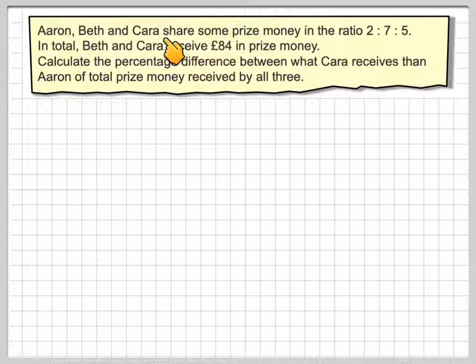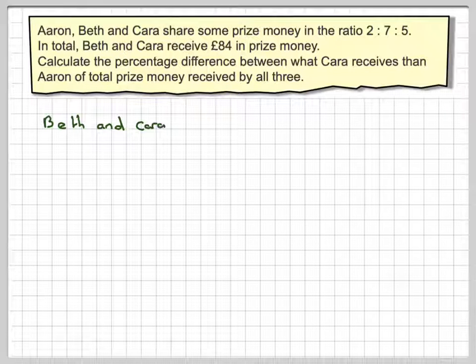Aaron, Beth and Cara receive some prize money in the ratio of 2 to 7 to 5. In total, Beth and Cara receive £84 in prize money. Calculate the percentage difference between what Cara receives and Aaron of the total prize money received by all three.